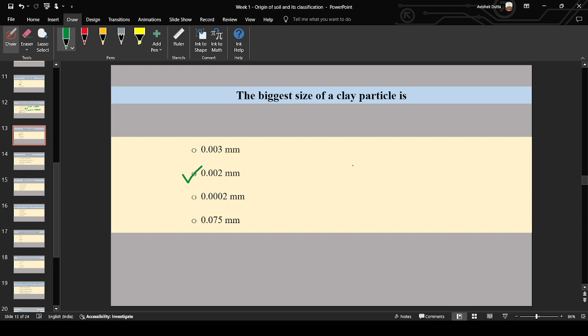The biggest size of a silt particle is 75 microns. That is 0.075 mm. It is the biggest size of a silt particle. Beyond this, the biggest size of a sand particle, I believe it is 4.75 millimeter. Above which they are the gravels.